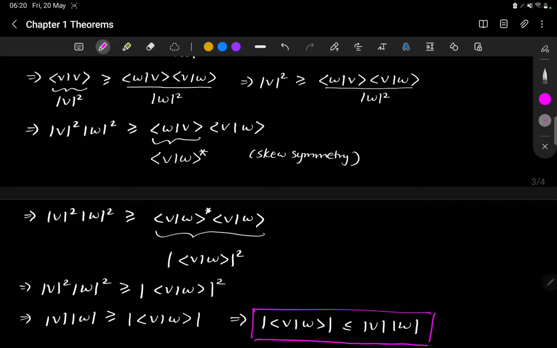So the Schwarz inequality, if we restate it once again, basically says that the magnitude of the inner product of two vectors would be less than or equal to the product of their individual magnitudes.